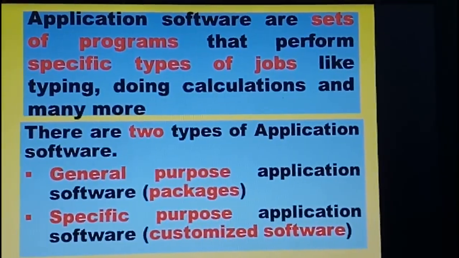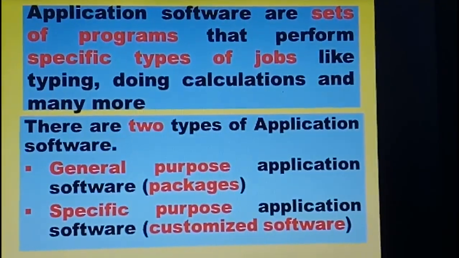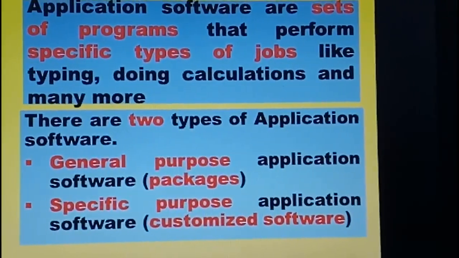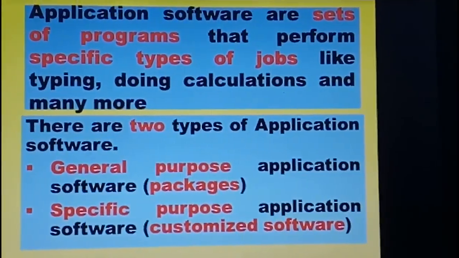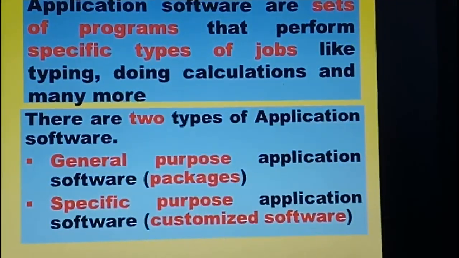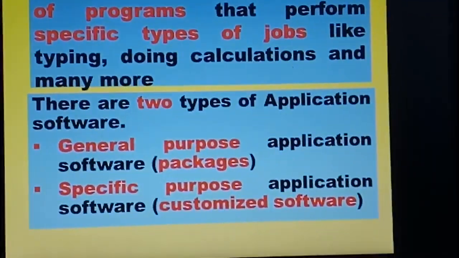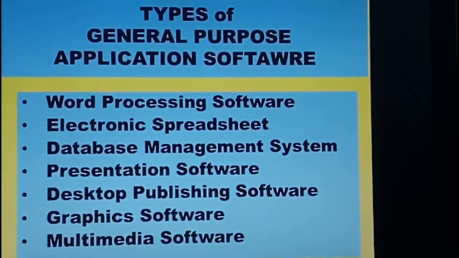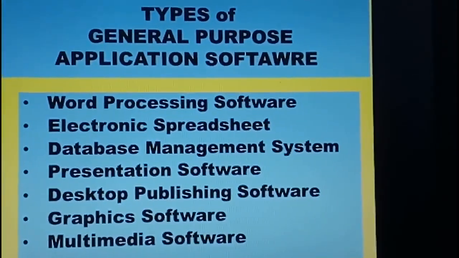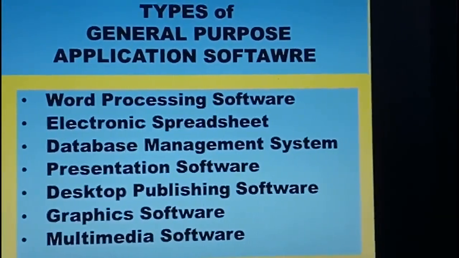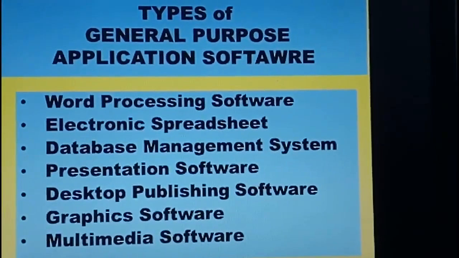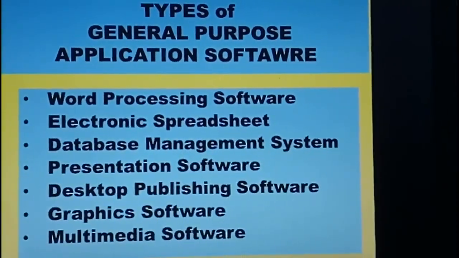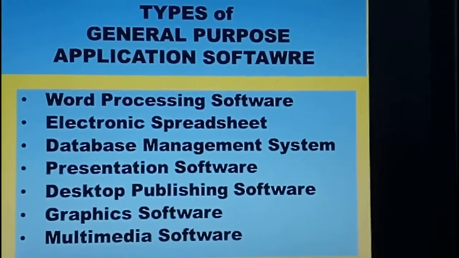There are two types of application software: general purpose application software, also called packages, and specific purpose application software, also called customized software. Now these are the types of general purpose application software: word processing software, electronic spreadsheet, database management system, presentation software, desktop publishing software, graphics software, multimedia software. And there are a few more types also.